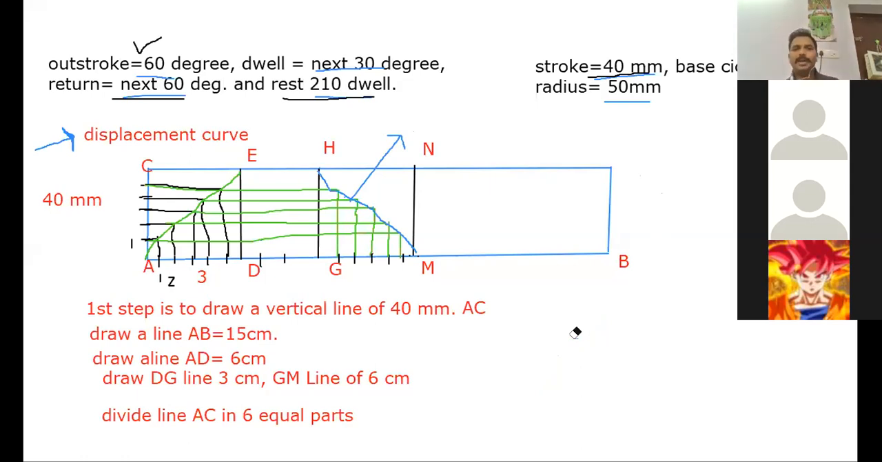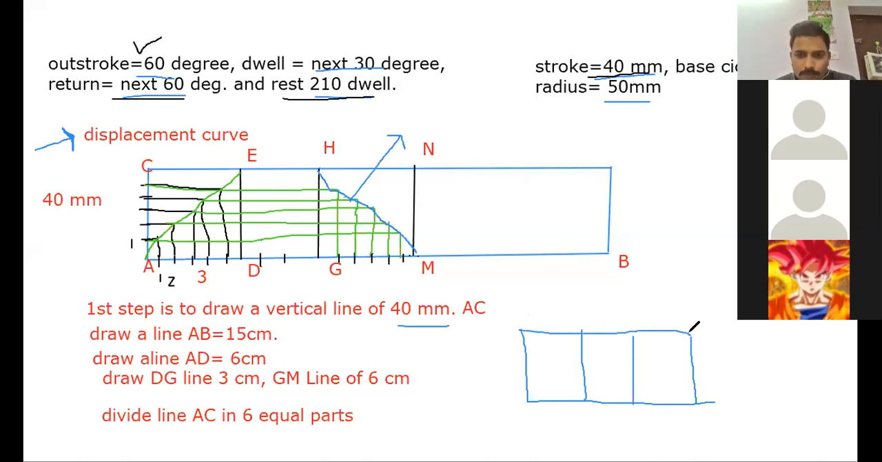So again, I would repeat what I have done. First, I would draw a vertical line of 40 mm, that is AC. So AC I have drawn, in a rough pattern. AC is 40 mm, and I have drawn a line 15 cm in the horizontal direction. Clear? Then I would be dividing this line. First, I would draw AD, that is 6 centimeters. Then I would draw DG, that is 3 centimeters. Then GM, that is again 6 centimeters. So the total would be 15 centimeters.